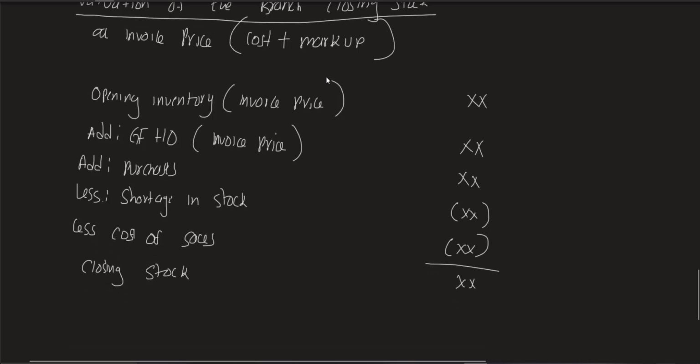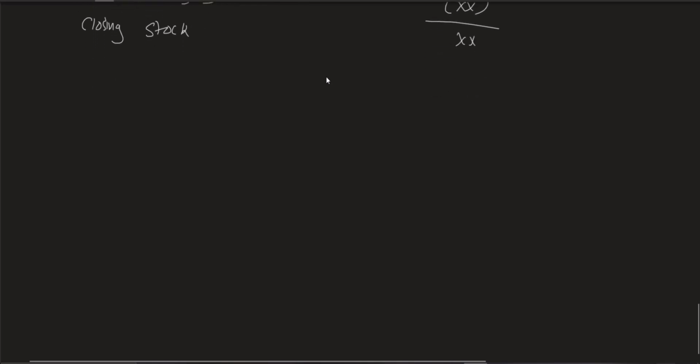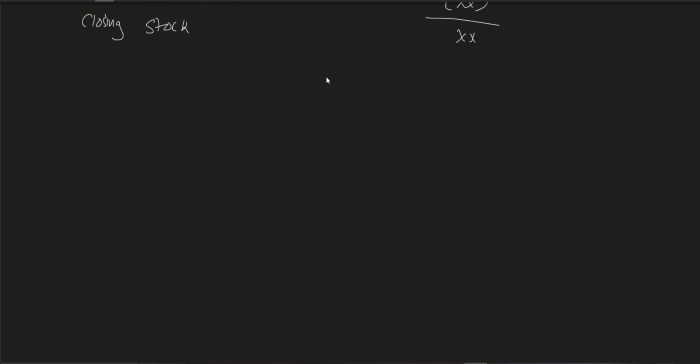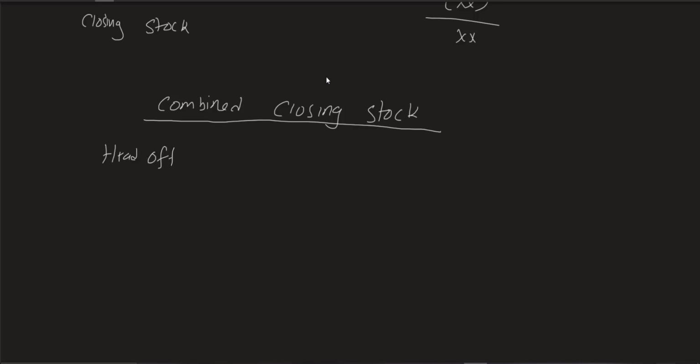Next, let us look at the combined closing stock so that we can look at an illustration. Combined closing stock, so that we can go ahead and look at an illustration. Combined closing stock. We have the head office closing stock.